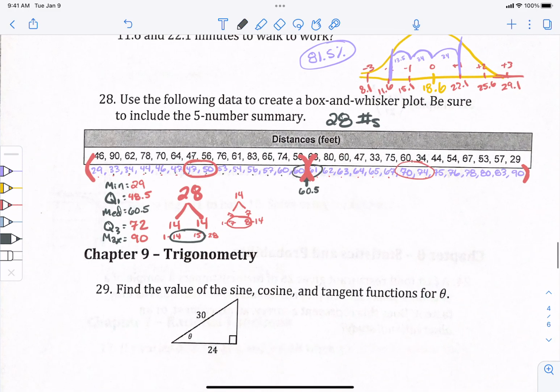Okay, now we've got to draw it. So I start with a number line. On the test, I give you the number line and you just have to mark it. Okay, so here's my number line. I'm going to start down here, and what do you want to start with? What should we start with?